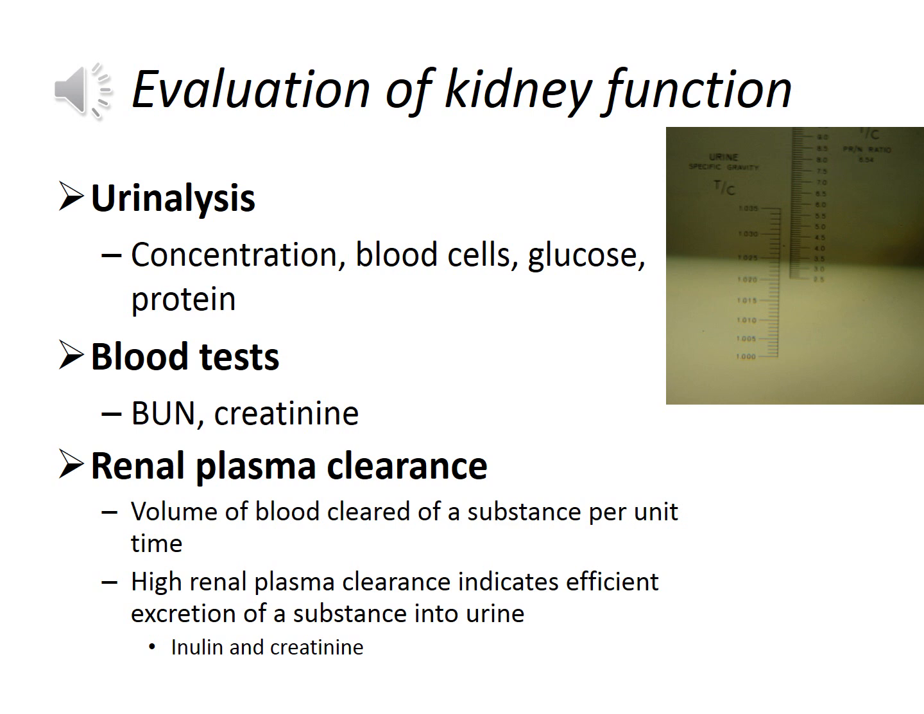Typically, the substance we use is creatinine. Okay, so we look at how much creatinine is cleared from the blood in a unit of time. If we have a high renal plasma clearance, that means that we've got a very efficient excretion of that product. And so what we really want to look for in a product that we want to use for renal plasma clearance is a product that is freely filtered, not reabsorbed, and not secreted. So therefore we can get a good indication of our glomerular filtration rate in the kidneys.